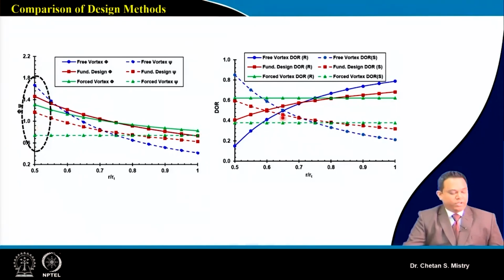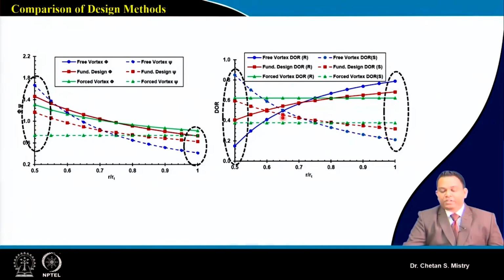And if you compare our degree of reaction, you can see we have a great variation of degree of reaction for the free vortex, near the hub region as well as near the tip region. When we look at the fundamental approach, the degree of reaction variation is slightly lower compared to the free vortex approach. But for the forced vortex approach, we can see the degree of reaction is constant.